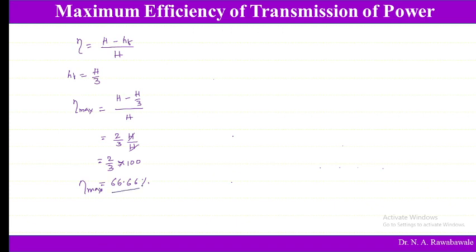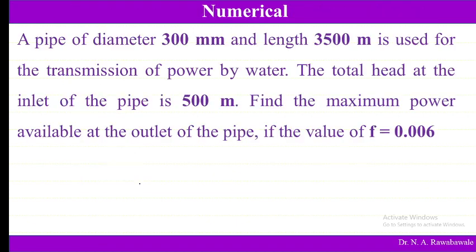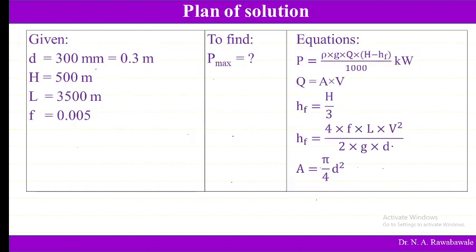So the maximum efficiency of power transmission through a pipe is 66.66%. Now we will discuss a numerical on this maximum power transmission. There is one pipe having diameter 300 mm and length 3500 meter, used for transmission of power by water. The total head available at the inlet, that is h, is given. Find the maximum power, Pmax, available at the outlet of the pipe if the value of f is 0.006.